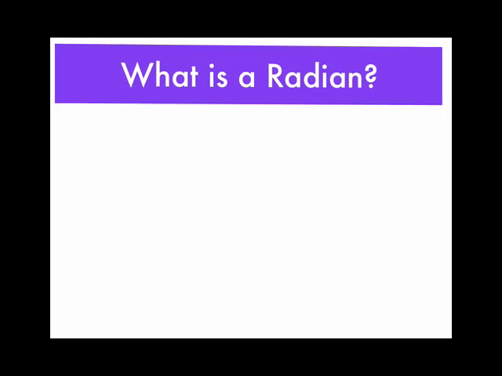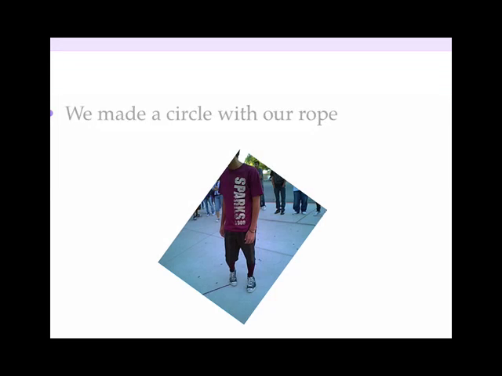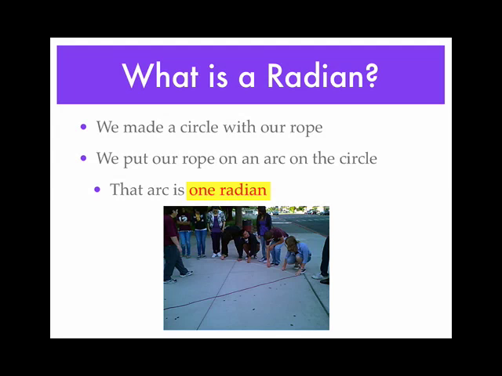So what is a radian? In class, we made a circle with our rope, and then we put our rope on an arc of the circle. That arc is 1 radian.